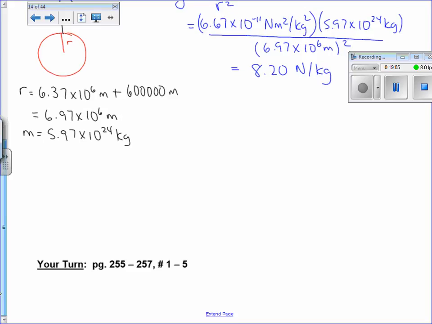At this point, you can stop the video and take maybe about 10 minutes to try the first 5 questions in your workbook. So page 255 to 257, numbers 1 to 5. So just pause it. I'm going to carry right on to the next example to finish it off. There's one more example on here for you to do before actually finishing off your assignment. So make sure you're comfortable with this, and then you can continue on the video.